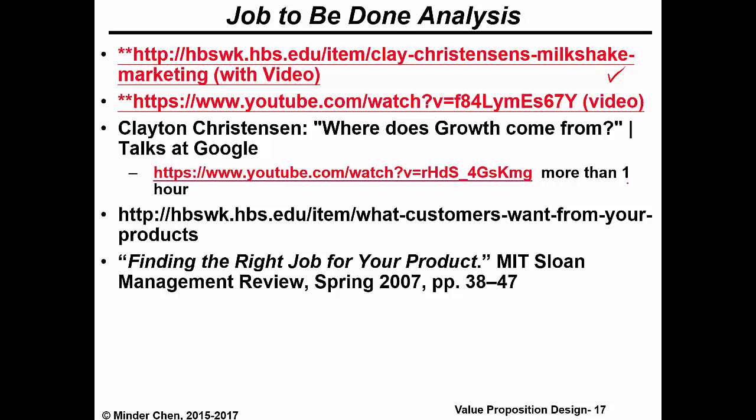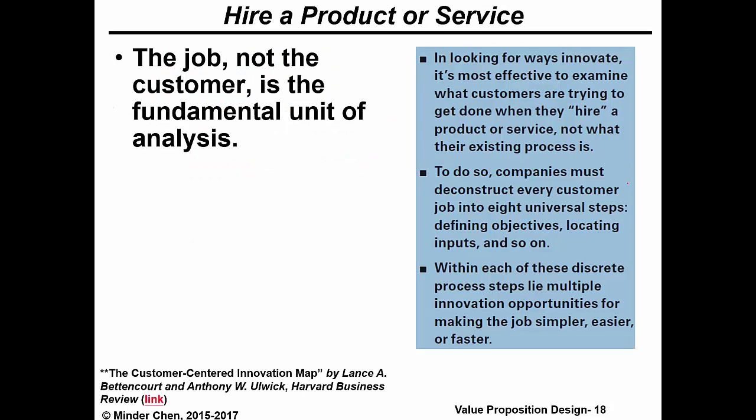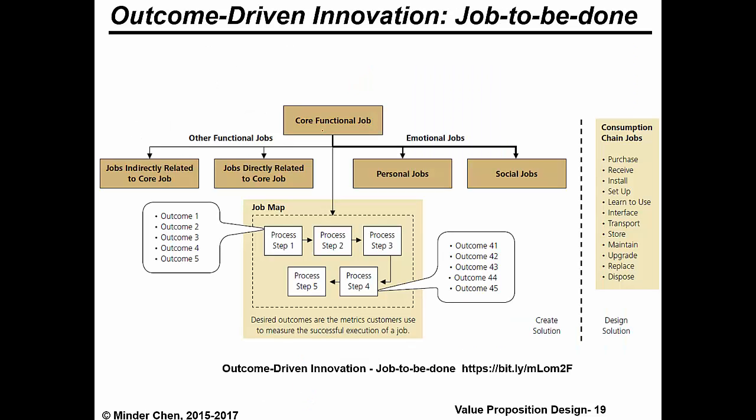Okay, instead of analyzing the customer, we're analyzing why the customer is buying our product or services, and the why means what kind of job triggers their purchase of the product or service. So the job, not the customer, is the fundamental unit of analysis, okay, which allows us to come up with innovative ways to help the customer with the job, breaking away from the traditional solution. This is another literature called Customer-Centered Innovation Map based on this job to be done analysis. And other than the various aspects of a job, such as the functional aspect, the personal, social, or emotional aspect of the job, we can break down the job to be done into multiple steps, which is really a process.